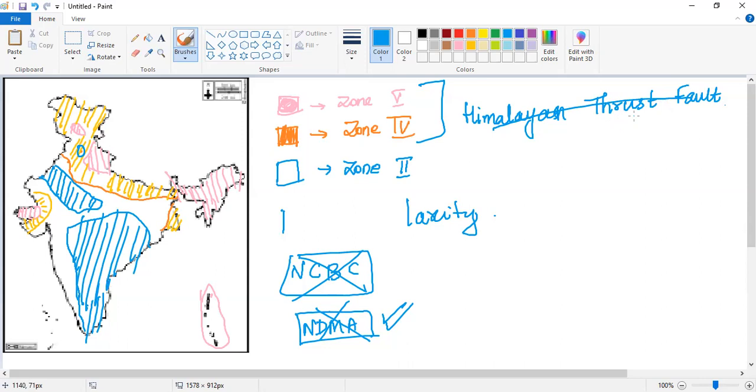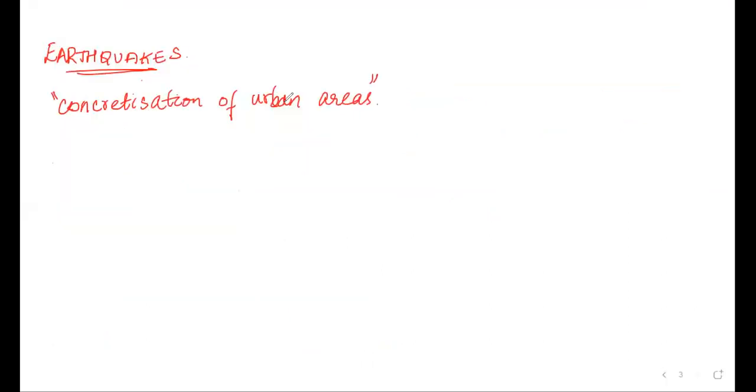All right. Now coming to the next part of it, what are the consequences of earthquakes? Give that as a heading. Consequences of earthquakes. Number one, the very first thing is, it will lead to a large scale loss of life and property.